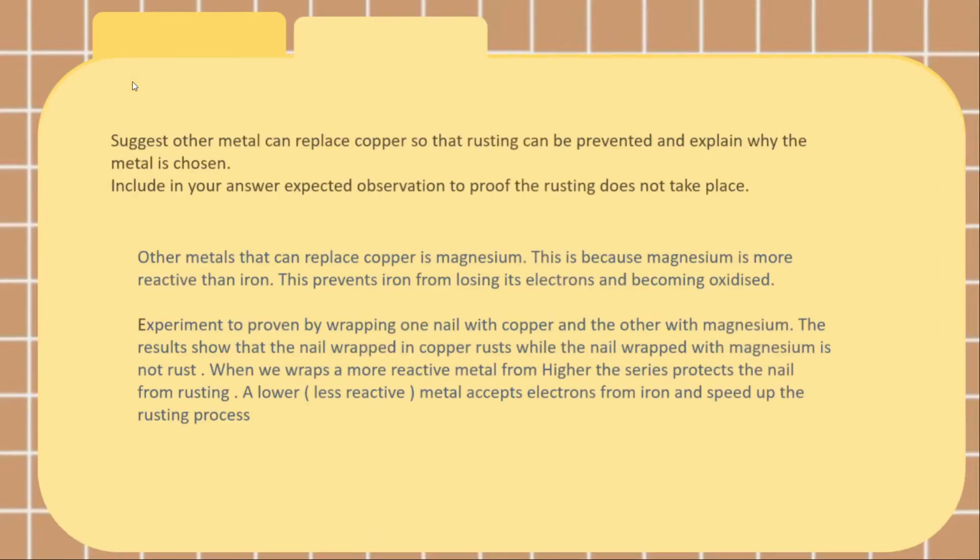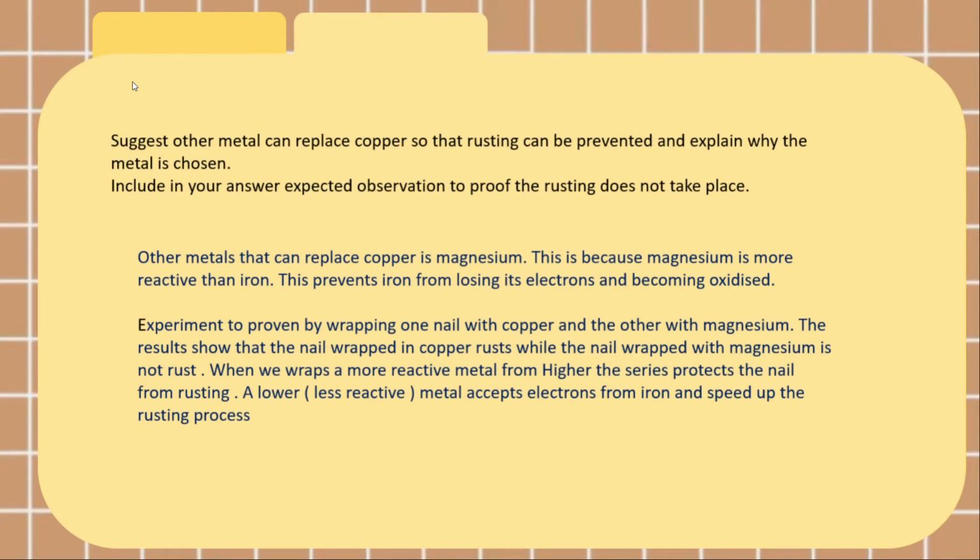So, another metal that can replace copper is magnesium. Why? This is because magnesium is more reactive than iron. This prevents iron from losing its electrons and becoming oxidized.